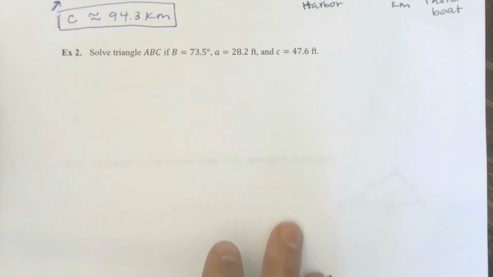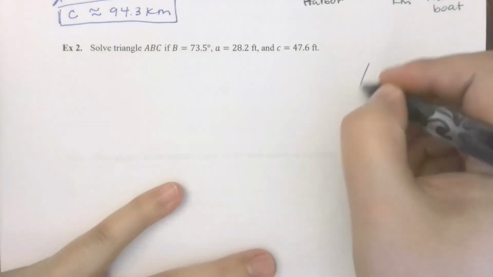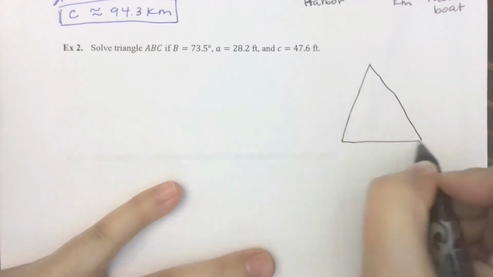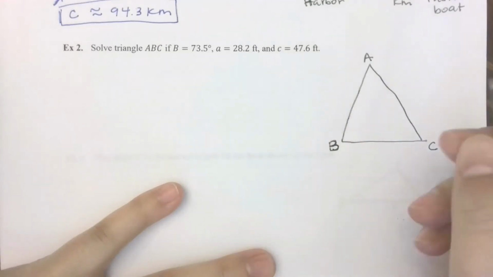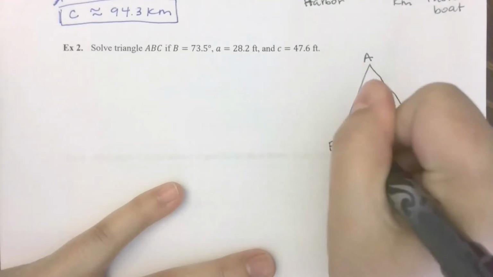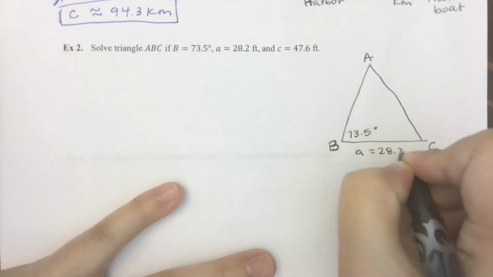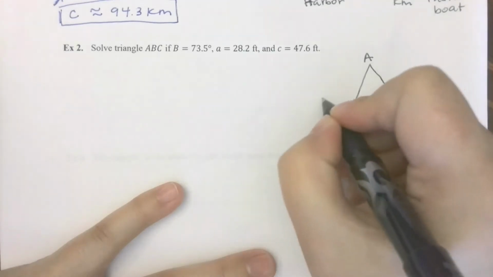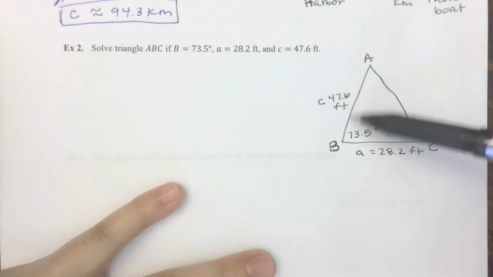Okay, so we have example 2. Solve triangle ABC if B is 73.5 degrees, side A is 28.2 feet, and side C is 47.6 feet. Alright, so let's draw a triangle here. Okay, so A, B, and C. Angle B is 73.5 degrees. Side A is 28.2 feet. And side C is 47.6 feet. Okay, notice again we have side, angle, side.